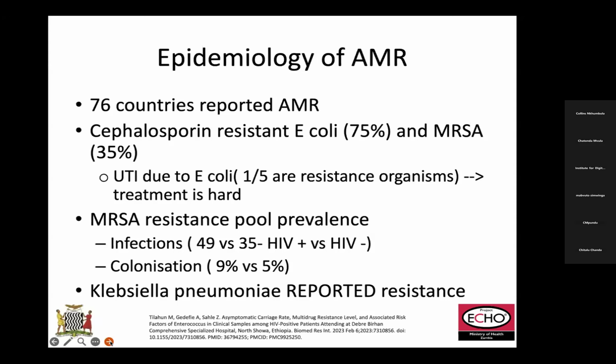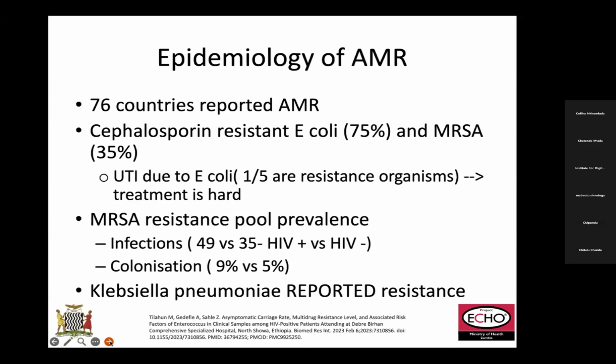So a good proportion of those that are HIV positive are colonized with MRSA, which is Staph aureus, compared to those that are HIV negative. And we think about the same organism in terms of being a cause of an infection. You find those who are HIV positive are more likely to have this organism. So 49% versus 39% if you compare to somebody who is HIV negative.